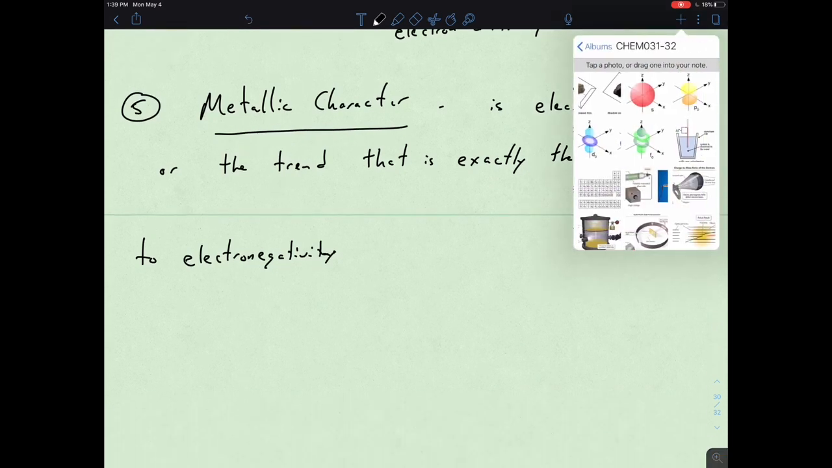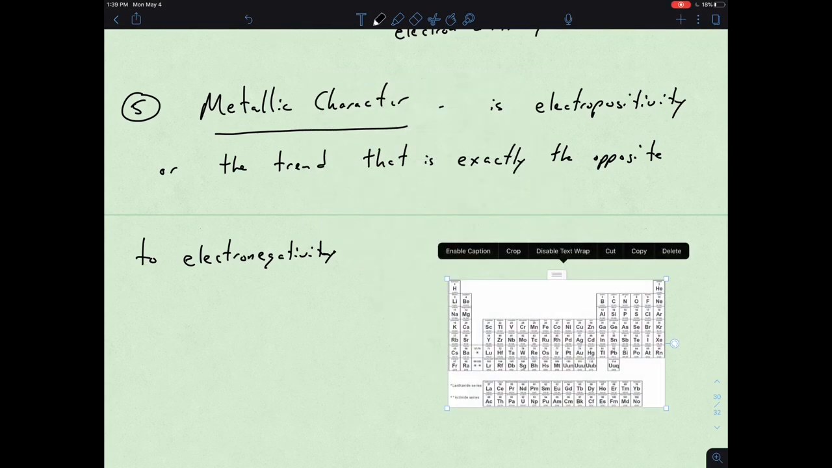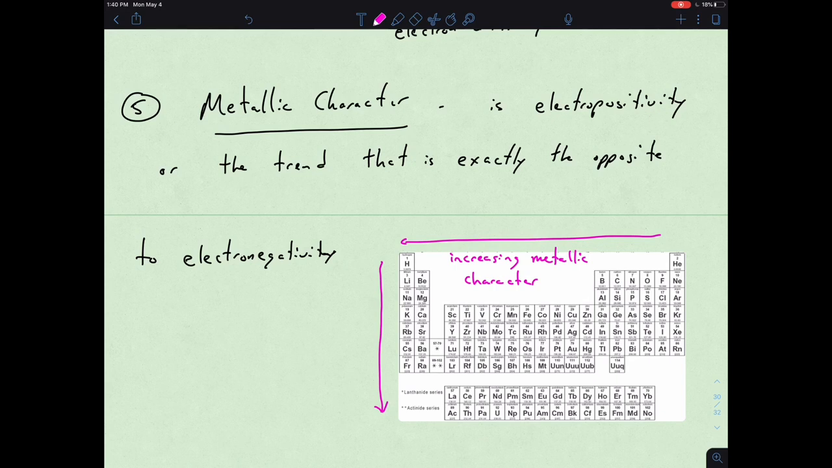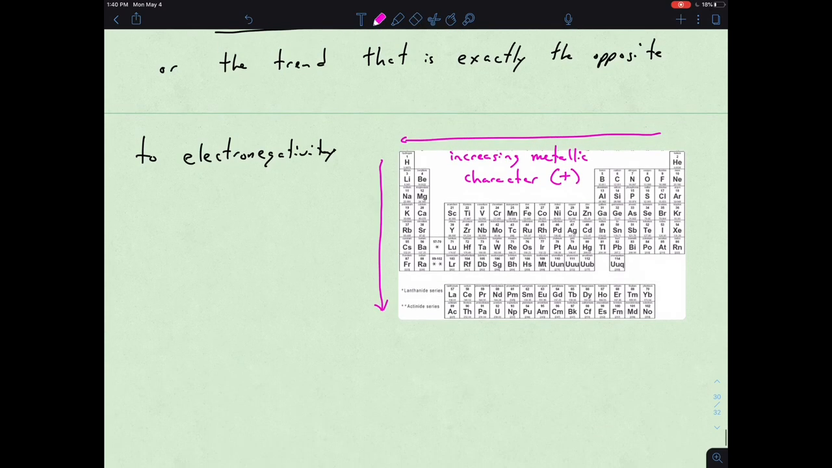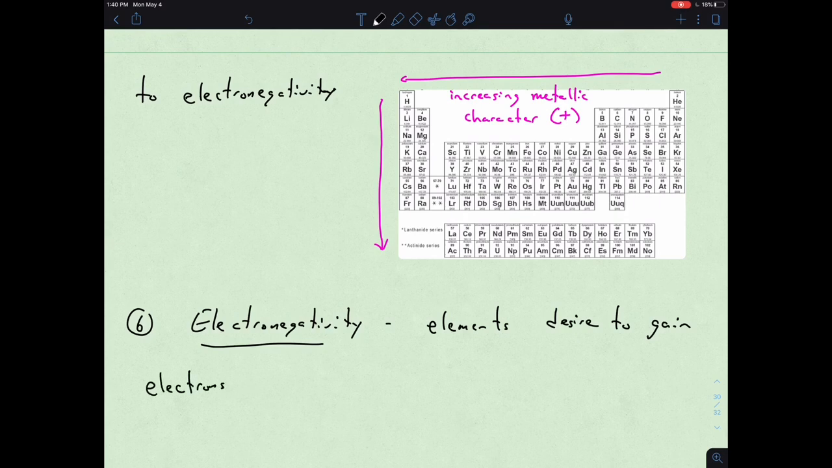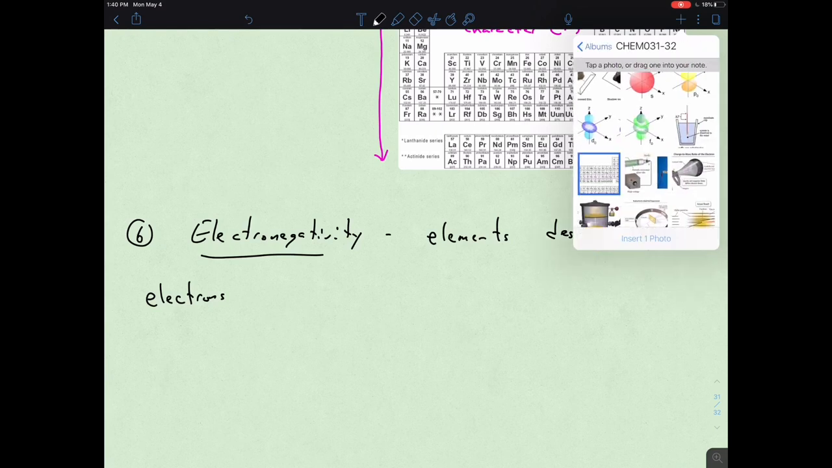And if we have our table here, it's not much on metallic character, but we have our trends, so this is one of them. Here we have increasing metallic character, and we should think about that as positive. These are elements. How positive do they actually want to be? And then six, one that we've already talked about, is electronegativity, or that elements' desire to gain electrons. And we see basically the exact opposite trend that we see above.